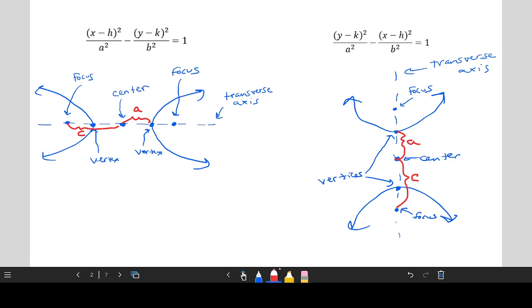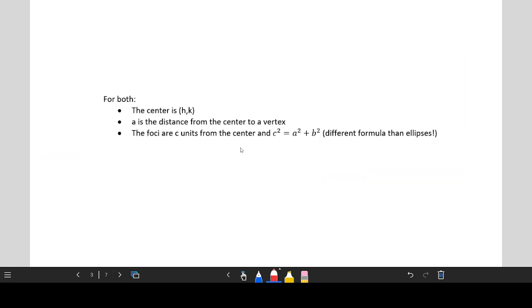So some similarities between hyperbolas and ellipses. (h, k) is the center, so that will be the same as it was for an ellipse. A is still the distance from the center to a vertex. That hasn't changed. And C is still the distance from the center to a focus. But notice how now C is longer than A because the focus is farther from the center than the vertex. It was the opposite for an ellipse. The focus was between the center and the vertex. And so because of that, C is going to be calculated differently here. For hyperbolas, C squared is equal to A squared plus B squared. For ellipses, we had subtraction on the right side of that formula. So just be mindful of that.